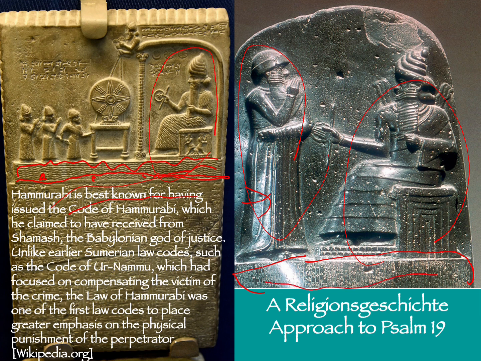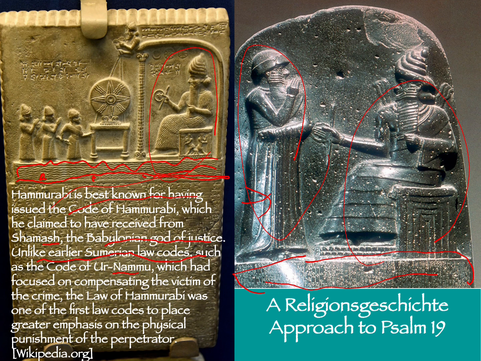in cuneiform script. So I'll read this here. Hammurabi is best known for having issued the Code of Hammurabi, which he claimed to have received from Shamash, the Babylonian god of justice. Unlike earlier Sumerian law codes, such as the Code of Ur-Nammu, which had focused on compensating the victim of the crime, the law of Hammurabi was one of the first law codes that placed greater emphasis on the physical punishment of the perpetrator.